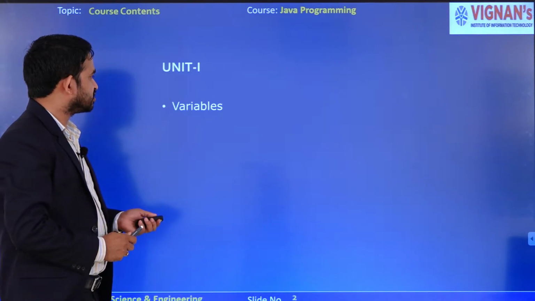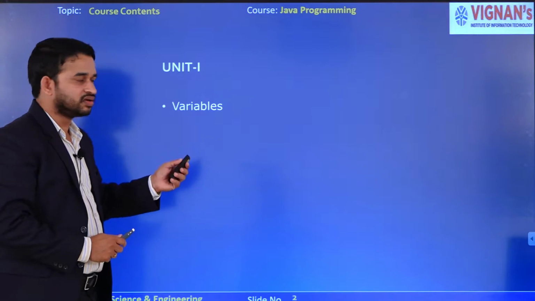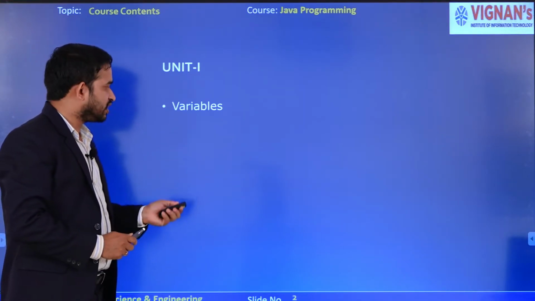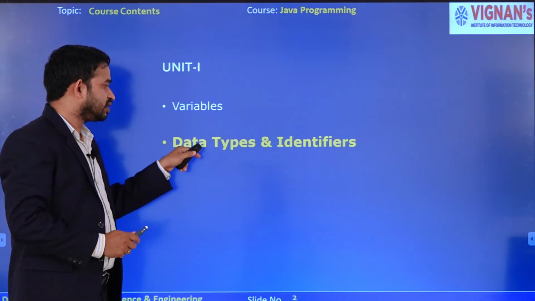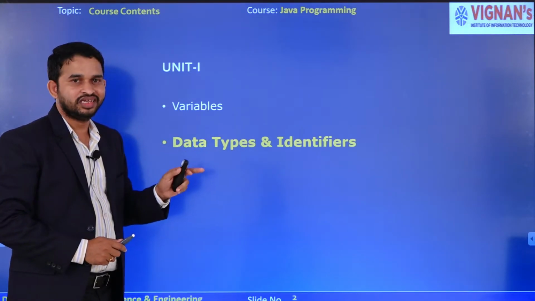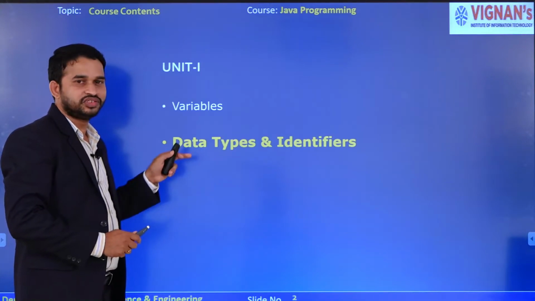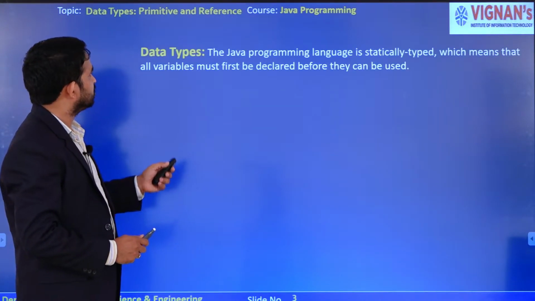Till now we have been discussing unit 1, and the second part of the first topic, variables. Next we are going to discuss data types and identifiers. You already learned about data types and identifiers in C and C++. The same thing you are going to learn in Java. So let's go to the data types.